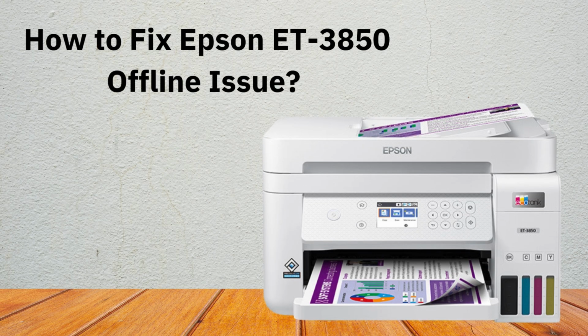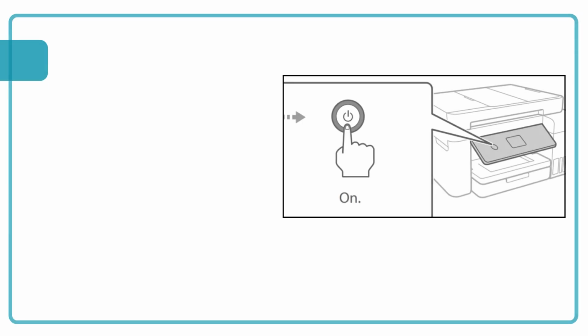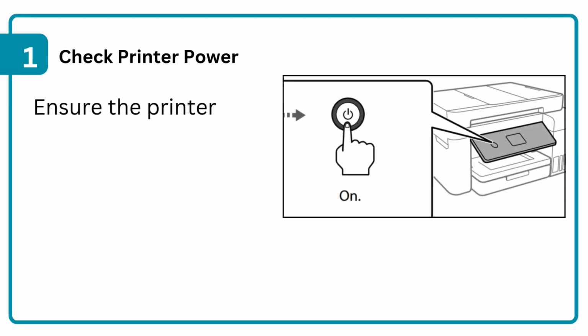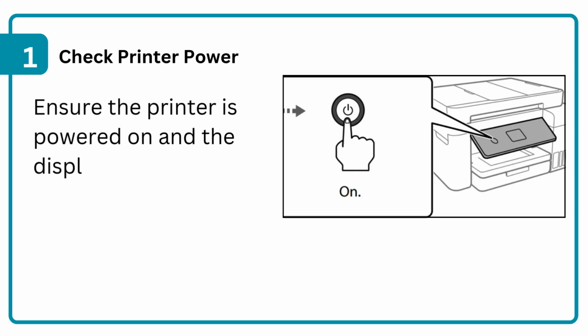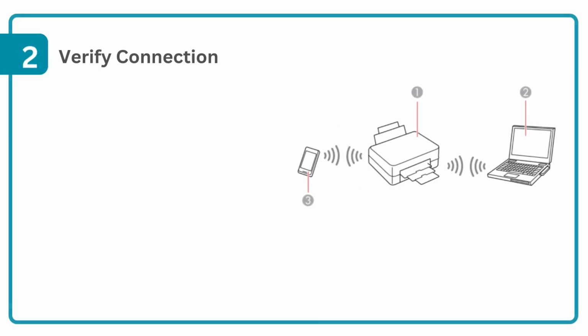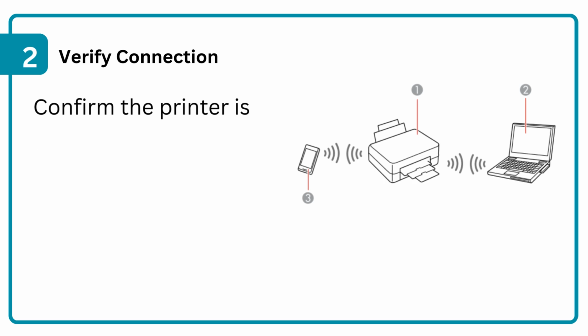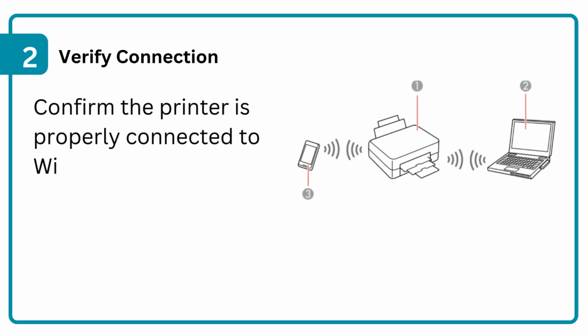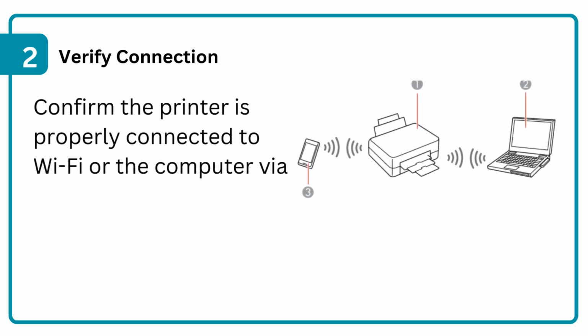How to fix Epson ET3850 offline issue. 1. Check printer power. Ensure the printer is powered on and the display screen is active. 2. Verify connection. Confirm the printer is properly connected to Wi-Fi or the computer via USB.